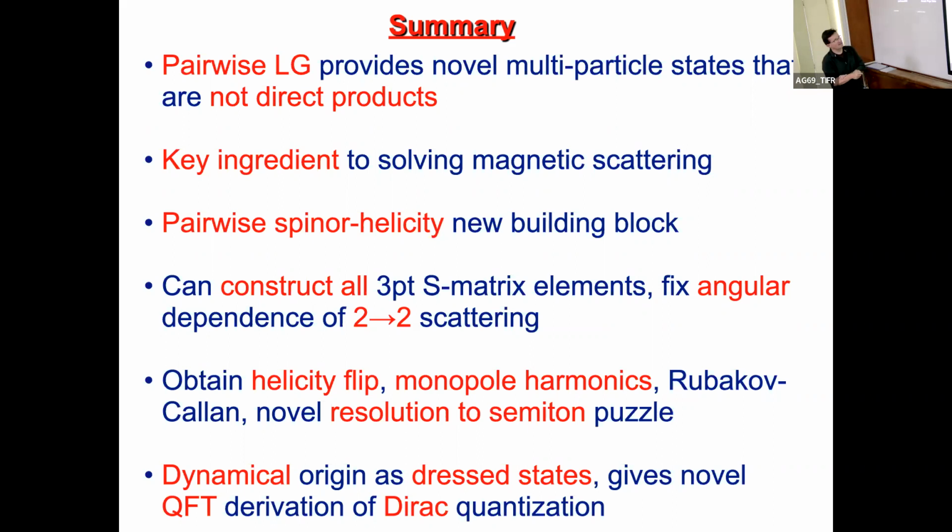I introduced the implementation of this pairwise little group in terms of the pairwise spinor-helicity variables to really get our hands on it and try to actually write down scattering amplitudes for monopoles. For the 3-point S matrices, we can do that very easily, and that one will be completely fixed. For the 2-to-2 scattering, we can fix the angular dependence via these monopole spherical harmonics. They pop out naturally out of our formalism.